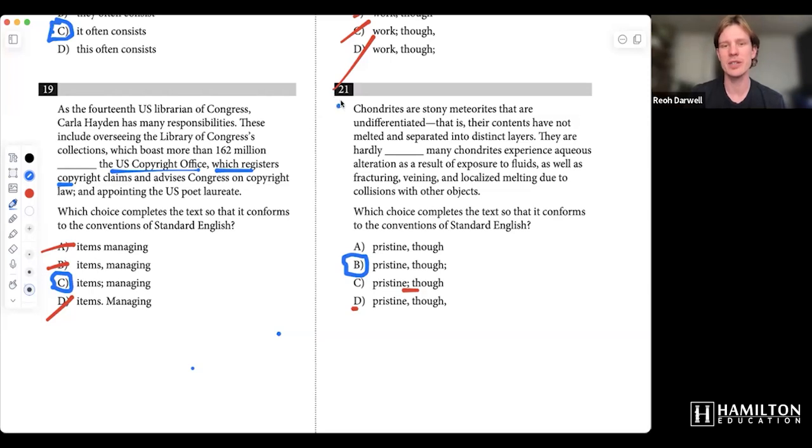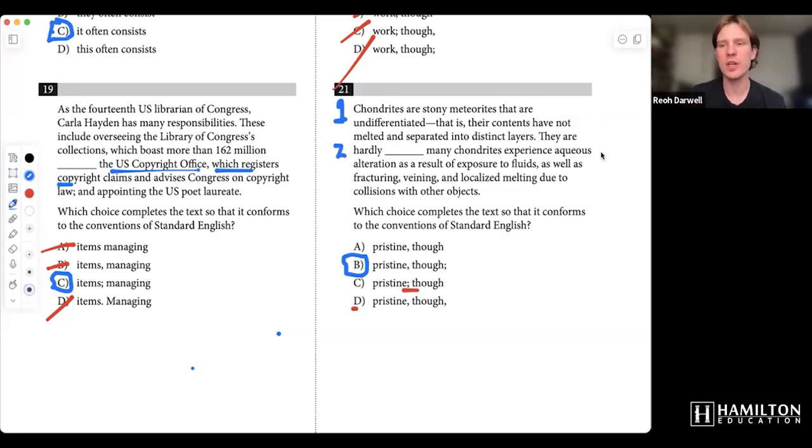So where's the contrast? Sentence 1 says that they have distinct layers. But then clause 2 says they are not, however, pristine. However, they are hardly pristine. Okay, we need to therefore make sure that our pivot transition comes in that second clause rather than the third clause.